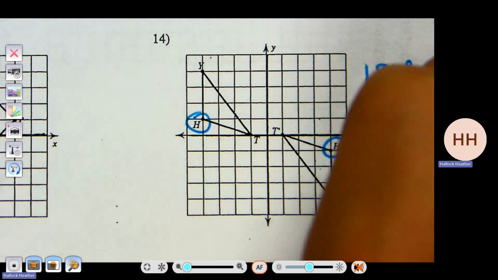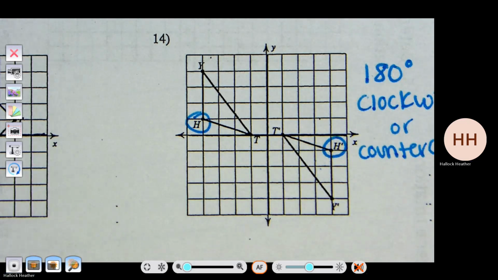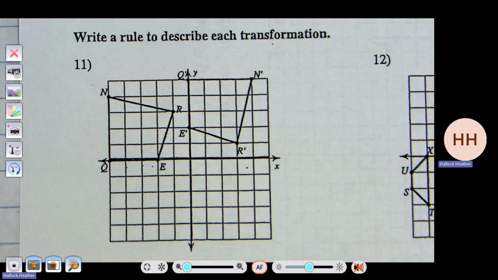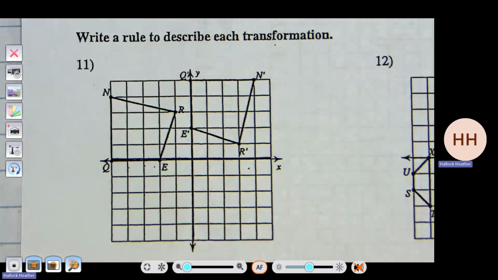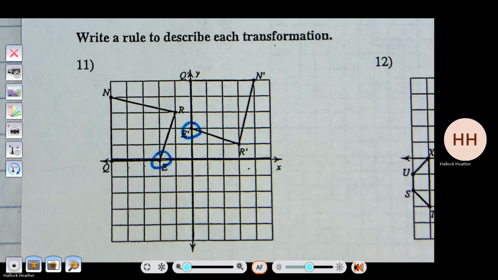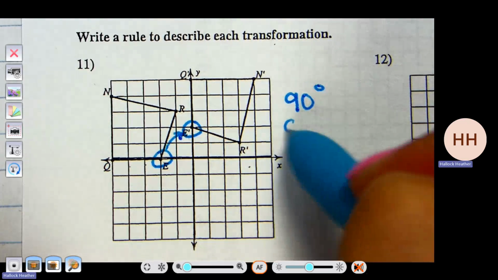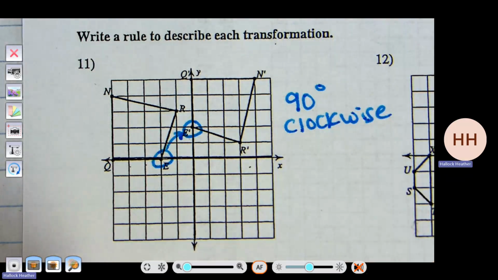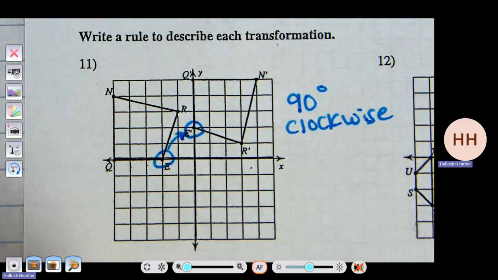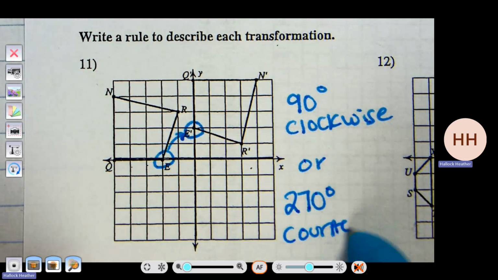So let's do another one of these. Let's go to number 11. Okay, 11, we're going to look at one letter and we're going to compare it to itself. So somebody pick a letter on 11. E. So here's E. E prime went this way. How many quadrants? 90. So if I go to the right, that's 90 degrees clockwise. But if you say counterclockwise, you're not moving 90. How much would you have to move if you went counter? 270. So you have 2 correct answers. You don't have to put both. You could say 90 degrees clockwise or 270 degrees counterclockwise, because you're going to end up in the same spot.